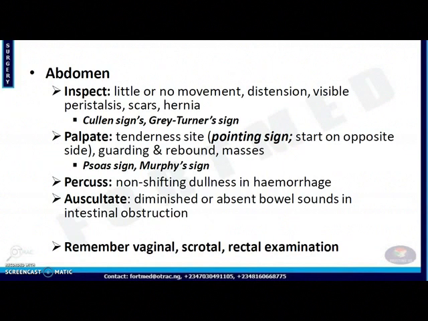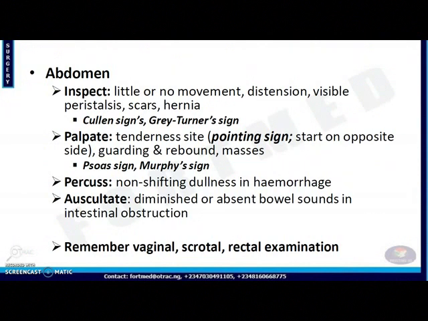On abdominal examination, inspecting the abdomen, you will find little or no movement. The abdomen may be distended with visible peristalsis. You may find surgical scars and you may find hernias. Signs to watch out for on abdominal inspection will include Cullen's sign, which is periumbilical ecchymosis, and Grey Turner's sign, that can occur in retroperitoneal hemorrhage.